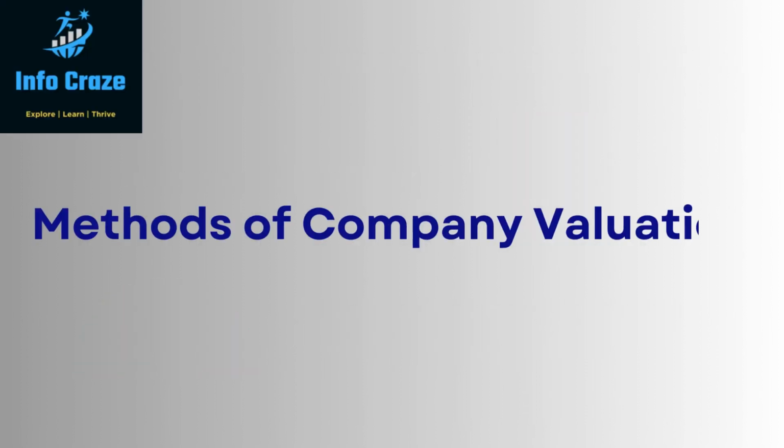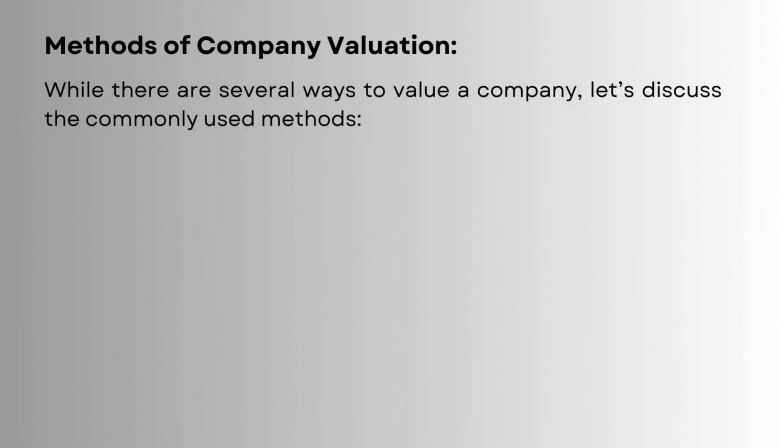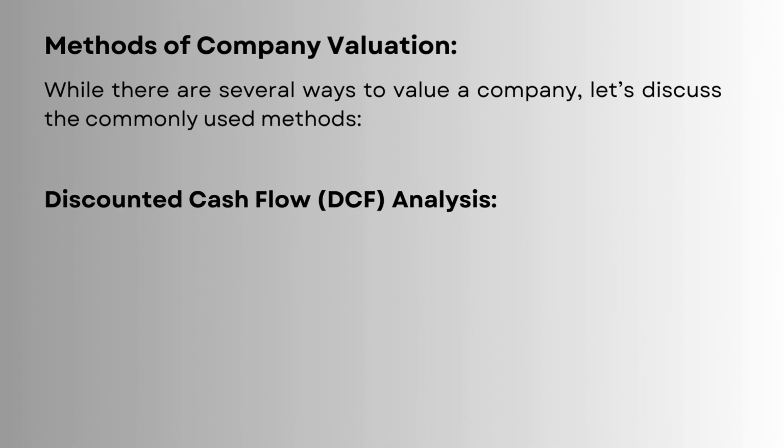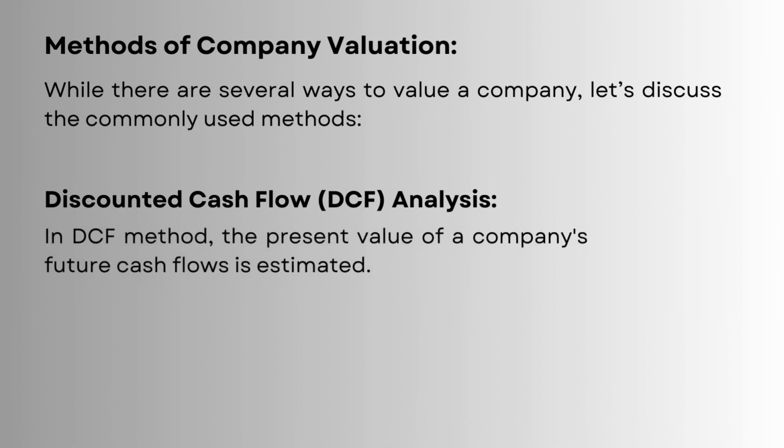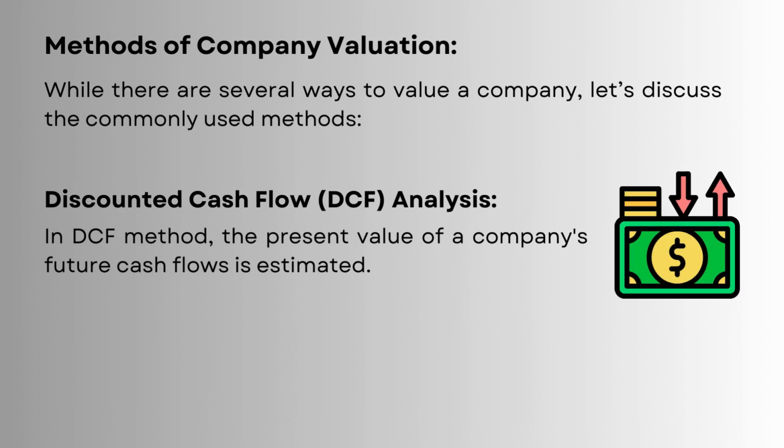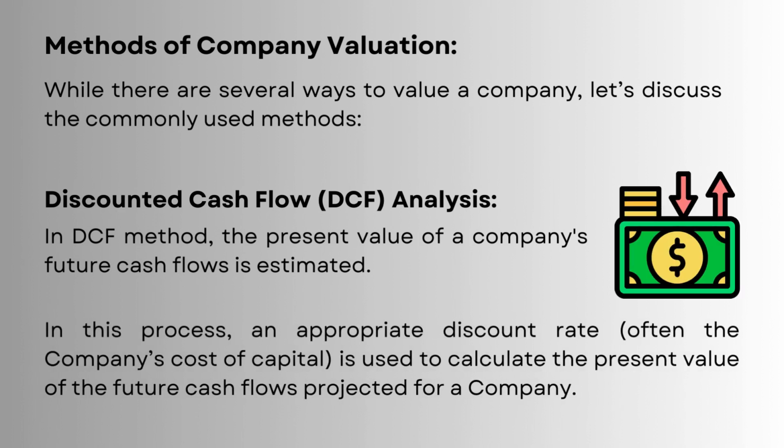Now let us understand the methods of company valuation. While there are several ways to value a company, let's discuss the commonly used methods. The first method, which is very commonly used, is the DCF method. It is also called the discounted cash flow analysis. So what do we do in this method? In this process, an appropriate discount rate, which is often the company's cost of capital, is used to calculate the present value of the future cash flows projected for a company.